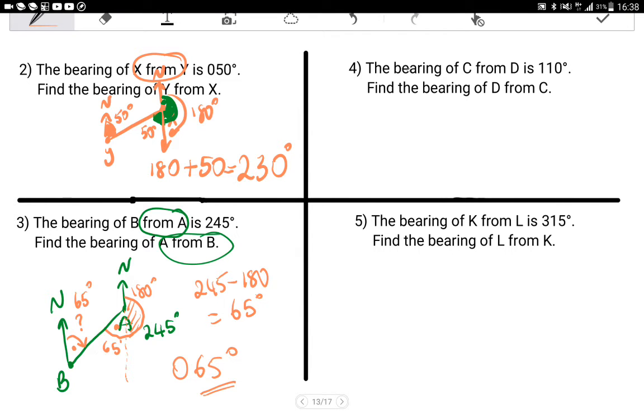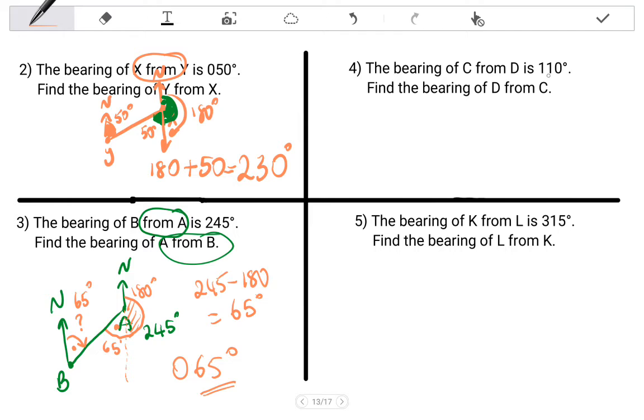Question 4 says, the bearing of C from D is 110. Find the bearing of D from C. First, sketch the information. From D, I'm going to put D and north of it. And 110, I will turn in the clockwise direction from north. 110 degrees is more than 90 degrees, so I will move and pass a little bit 90 degrees. So it is almost 110. And somewhere here, we have point C.